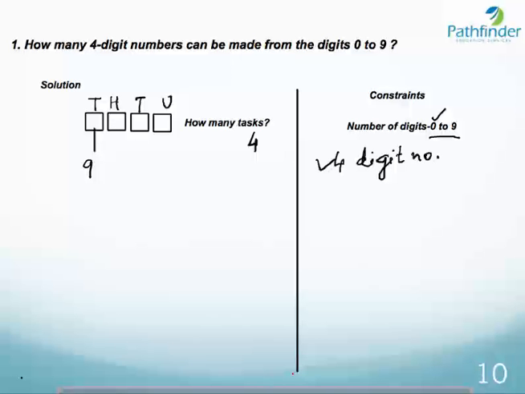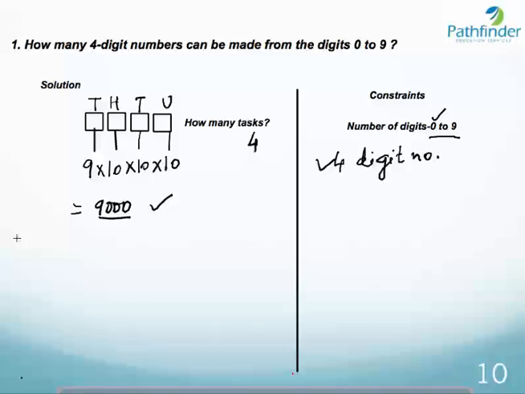Now because repetition is allowed, how many choices for the hundredth place? Once again, we have 10 choices for the hundredth place, 10 choices for the tens place, and 10 choices for the units place. And because all the 4 tasks have to be done, we will multiply 9 into 10 into 10 into 10. That will give you 9,000. So obviously there are 9,000 4-digit numbers that can be made.